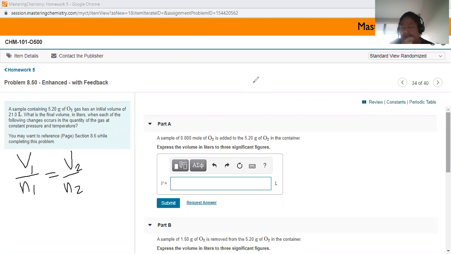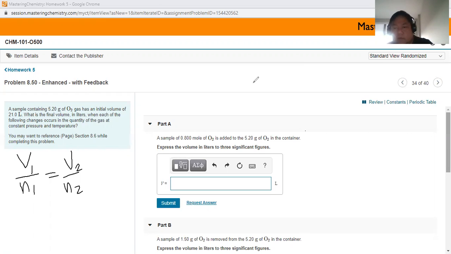So if you're given mass, you have to convert to moles. So first up, let's just work through all of them. I believe I only had a question on B and C, but let's go through all of them just to make sure we're all good. A sample of 0.8 mole of O2 is added to the 5.2 grams of oxygen in the container. So let us set this up first.